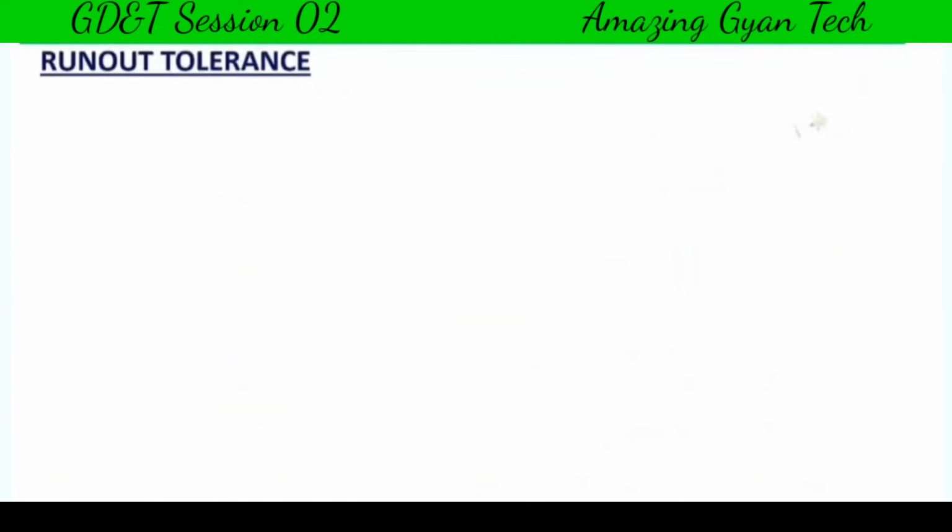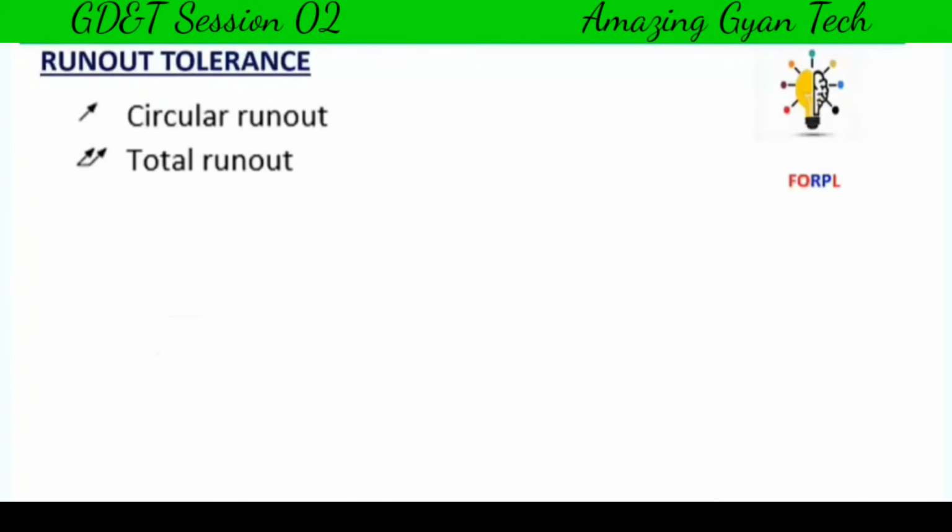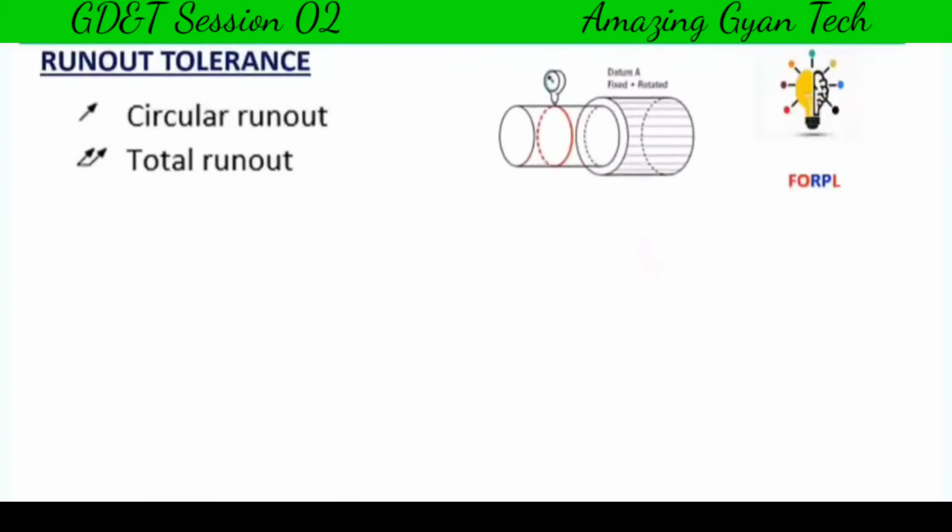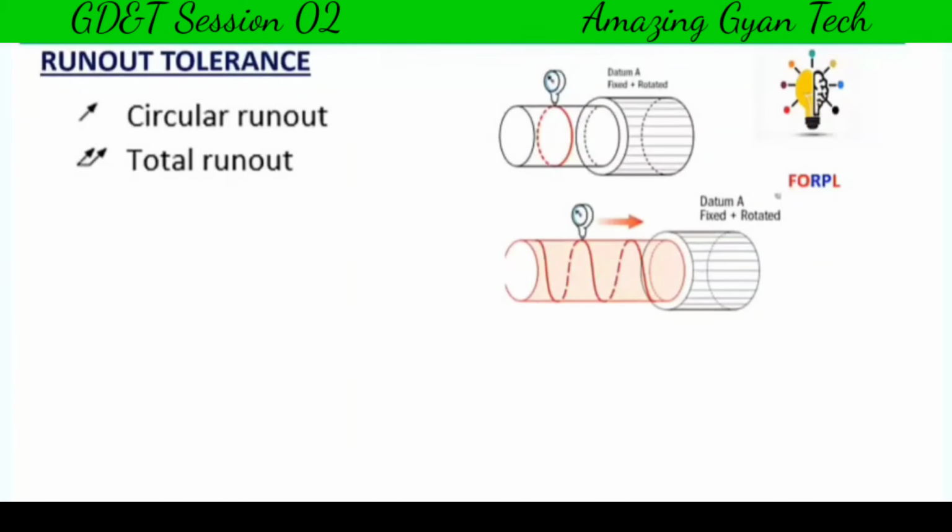And runout tolerance. So the third letter is R, runout tolerance. Under runout, we have two different types: circular runout and total runout. It is like cylindricity and circularity. Circular runout is like one cross section being taken, and it should be circular in that cross section, and total runout is taken throughout the feature, throughout the surface. It should be controlled.